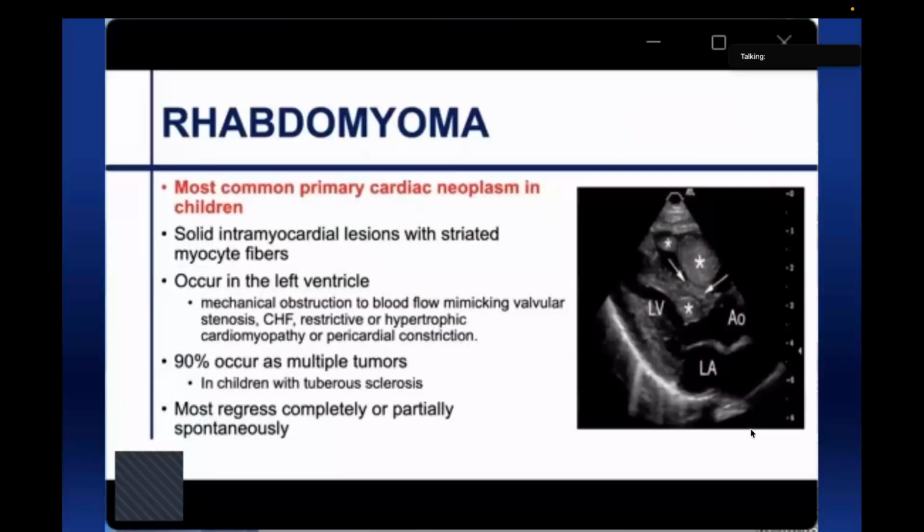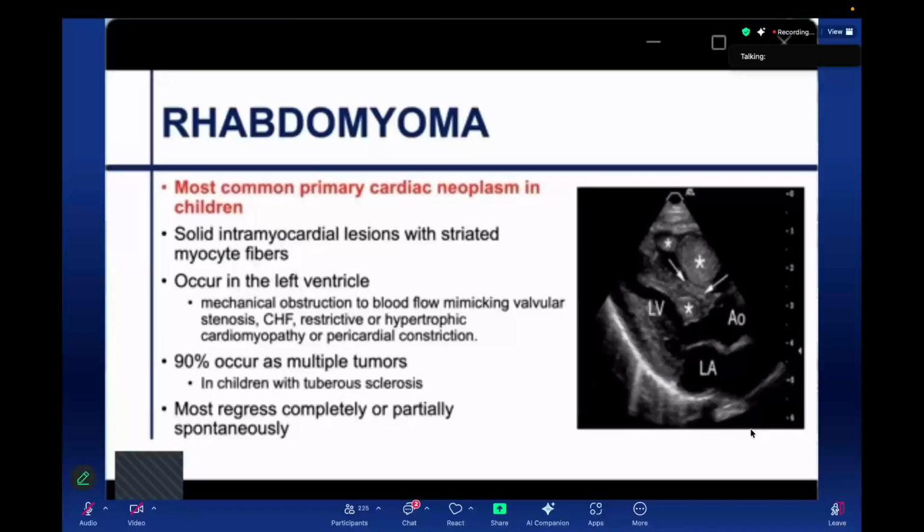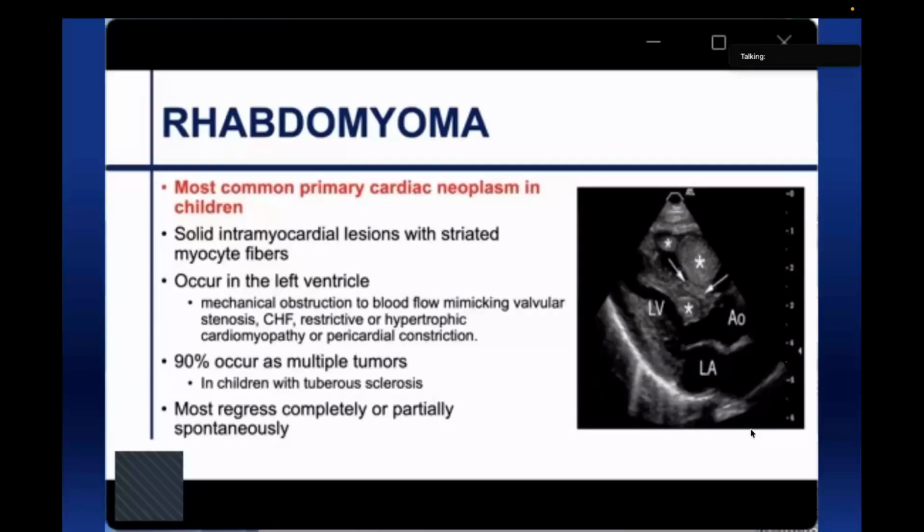How about rhabdomyoma? Rhabdomyoma is the most common primary cardiac neoplasm among children. Solid intramyocardial lesions with striated myocyte fibers occur in the left ventricle. Your mechanical obstruction to blood flow, mimicking your valvular stenosis, congestive heart failure, restrictive or hypertrophic cardiomyopathy, or pericardial constriction. It occurs in 90% as multiple tumors in children with tuberous sclerosis. Most regress completely or partially spontaneously.